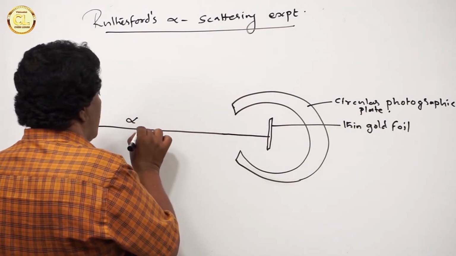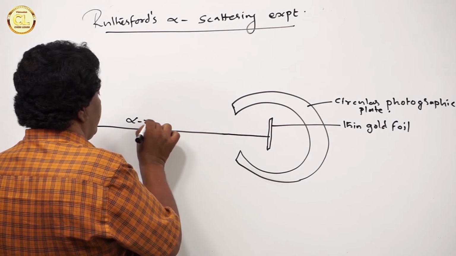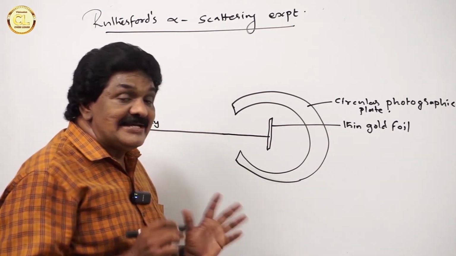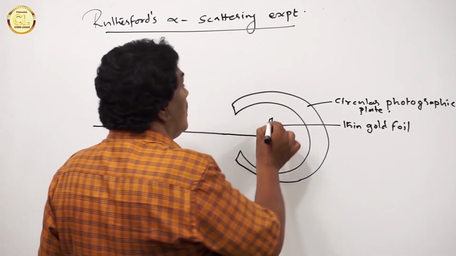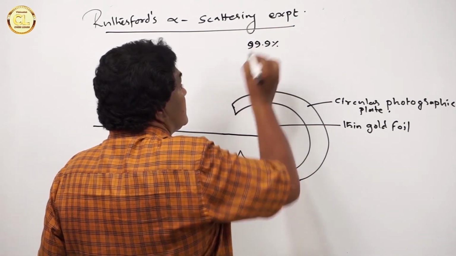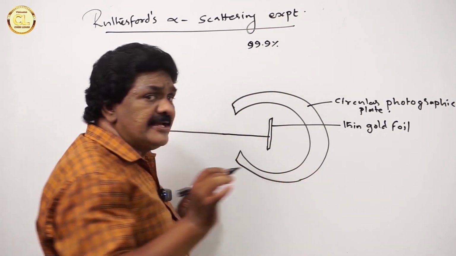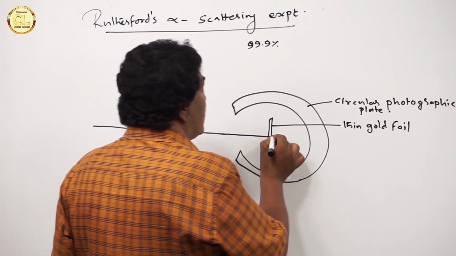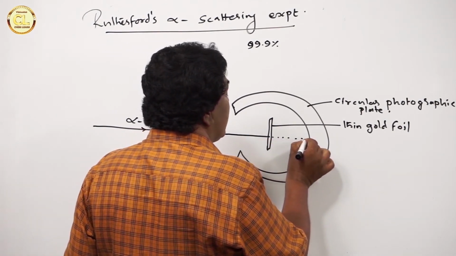This is alpha ray. It was observed that about 99.9% of the rays, almost all rays, are passing through the foil without any deviation.